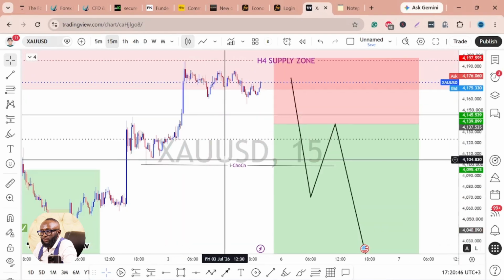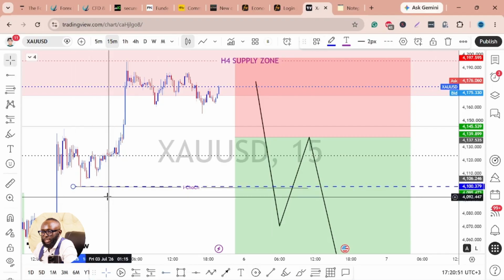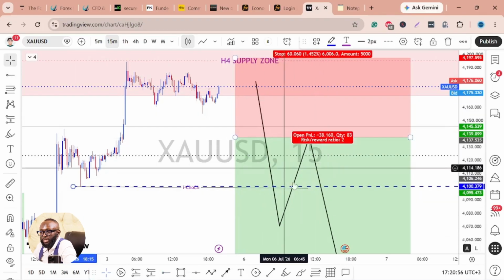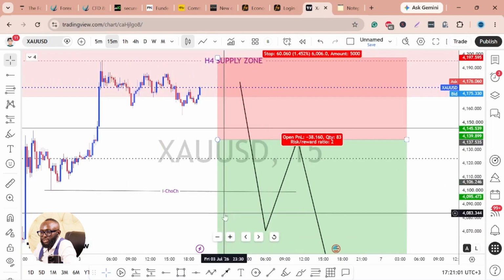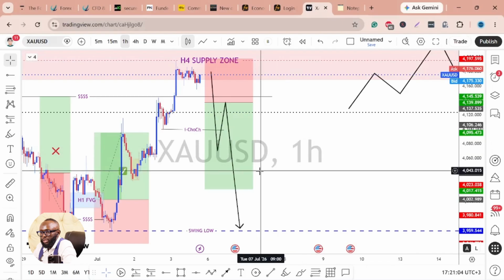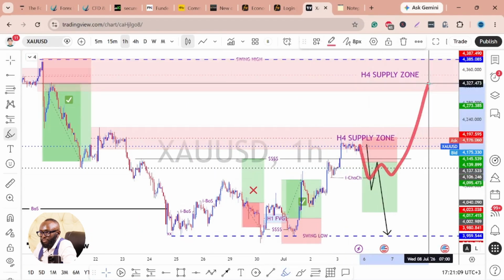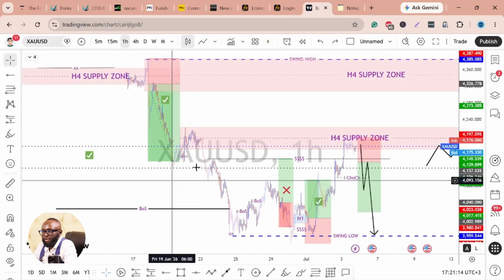So if at all we have to go short on gold, then I believe this is the level to watch. If gold breaks this level and we have a retracement, that would be a setup to confirm that we might be going short on gold. Nevertheless, we still might get a pullback to this level over here before we can continue to mitigate the zone, which is the extreme 4-hour supply zone.